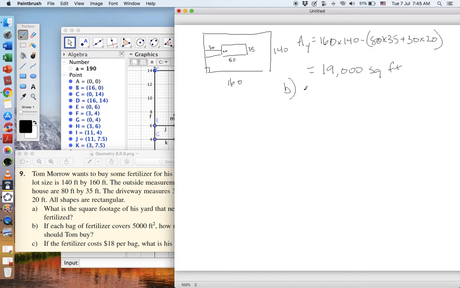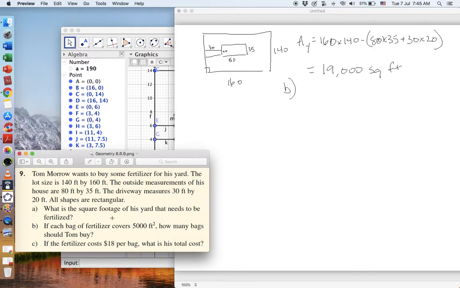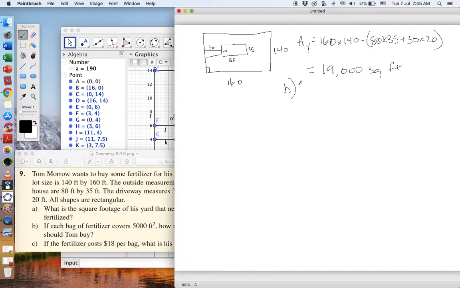Then we can figure out, if each bag of fertilizer covers 5,000 square feet, 19,000 square feet divided by 5,000 square feet per bag is 3.8 bags, so we would say he needs to buy 4 bags in order to cover the whole area. Finally, the fertilizer costs $18 per bag, and he's got 4 bags, so that equals $72.